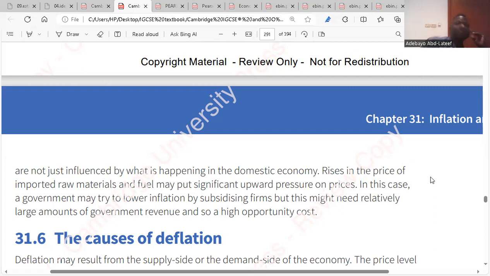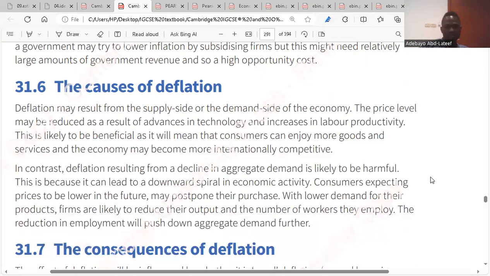So government might subsidize also to increase domestic consumption or domestic production. But it will be an opportunity cost because government spending so much for domestic firms might mean that government won't be able to spend on education, might not be able to spend on healthcare, might not be able to spend on infrastructure. Yeah. So any government spending is an opportunity cost. Yeah. Clear? We go to deflation.